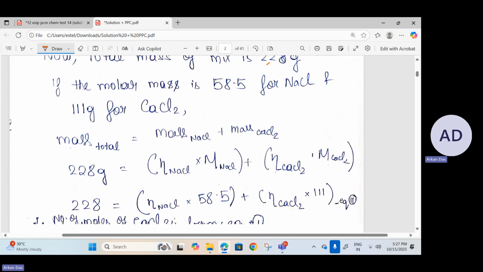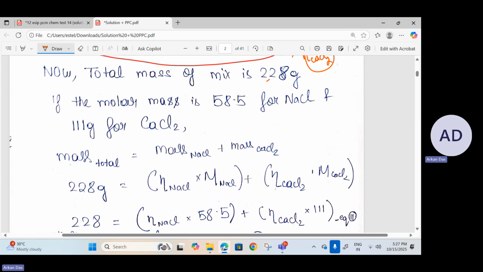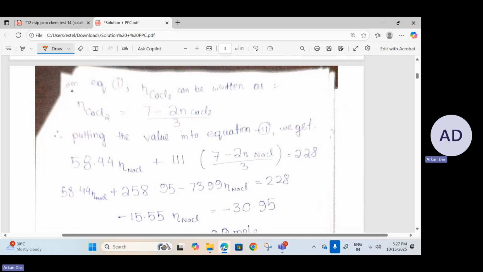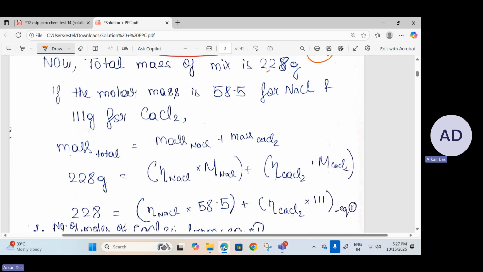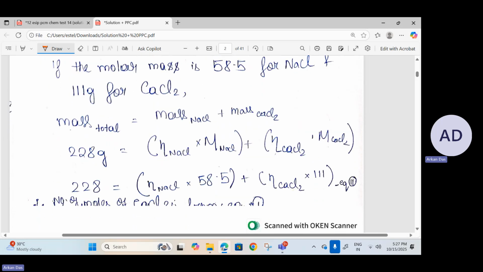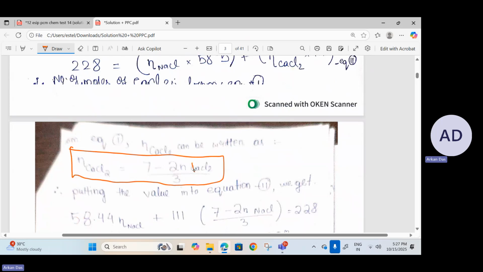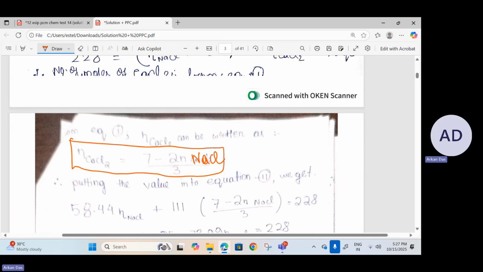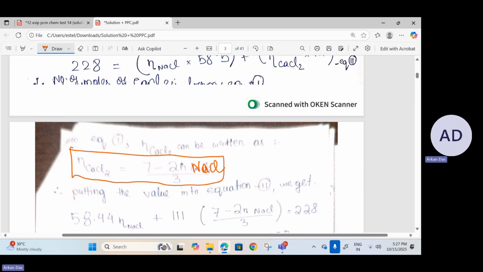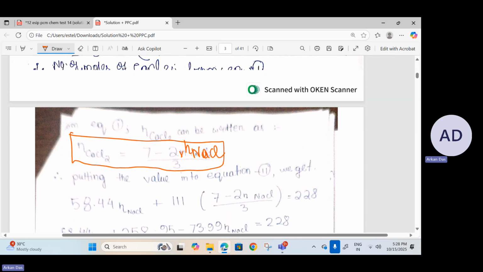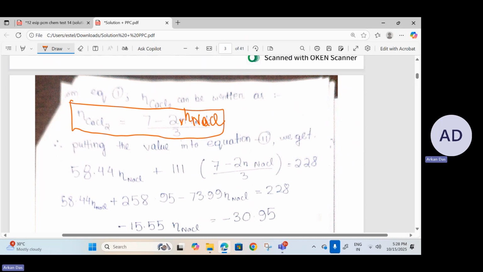And as we find the number of moles of CaCl2, I can continue the calculation. I think we have done it here. Yes, this is what I was talking about. 7 minus 2 into n moles of NaCl, divided by 3. I hope all of you got it. This is going to be my scenario.